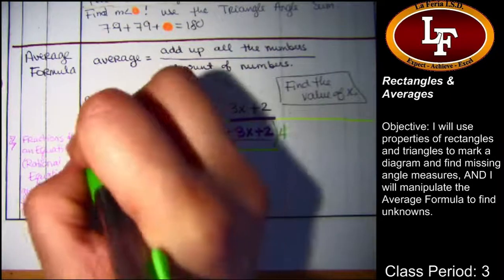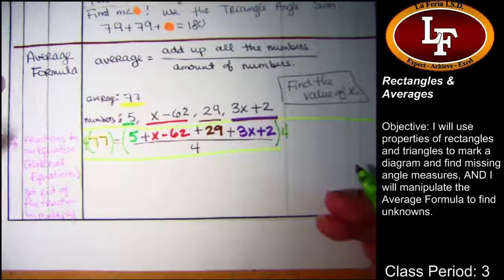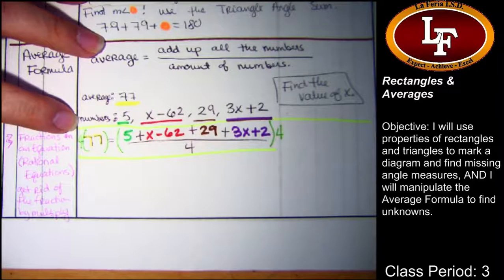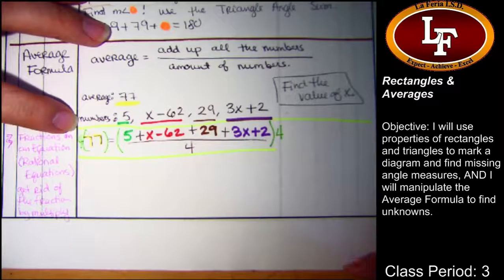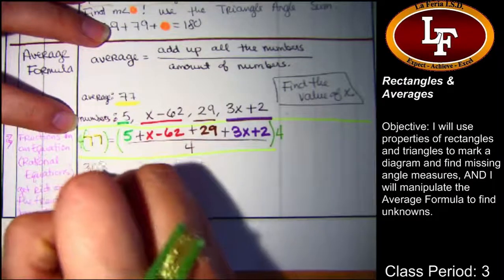Sometimes it's 2. Other times it's going to be some weird algebra stuff on your paper. That's okay. Whatever the denominator is. I need help with the 4 times 77. Calculator app to the rescue. It's got an 8 at the end. 308. All right.